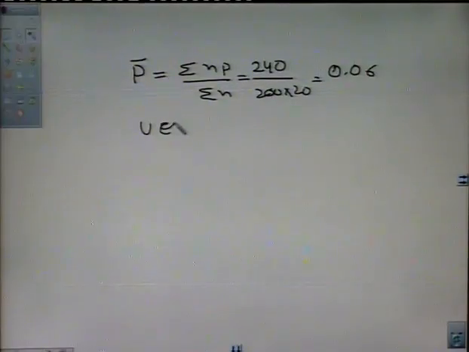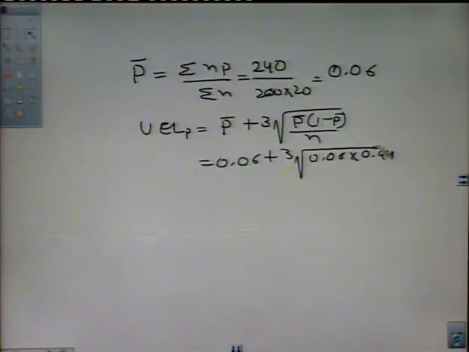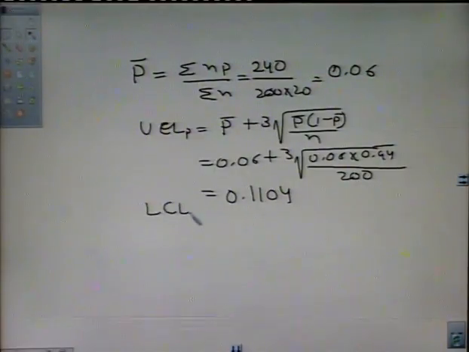As we know that upper control limit of P chart is P bar plus 3 under root P bar into 1 minus P bar divided by small n. So it will be 0.06 plus 3 under root 0.06 multiplied by 0.94 divided by 200. So it comes out to be 0.1104. Similarly, lower control limit of the P chart comes out to be 0.0096.